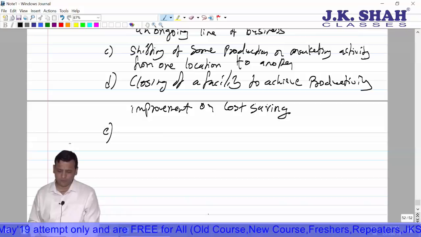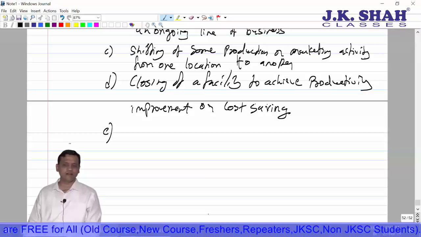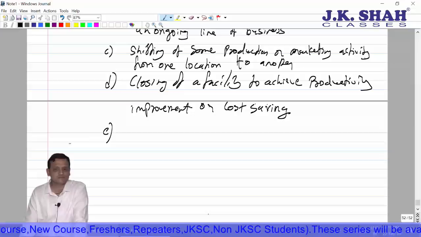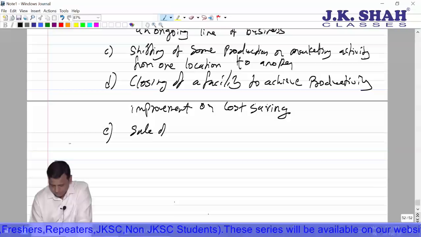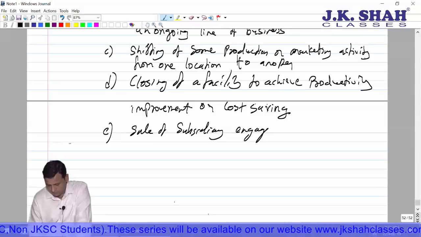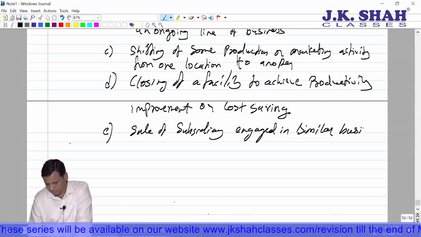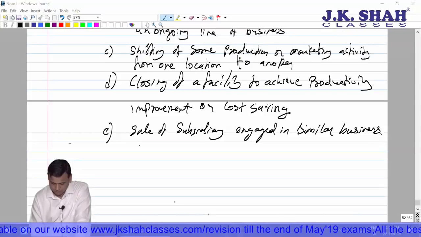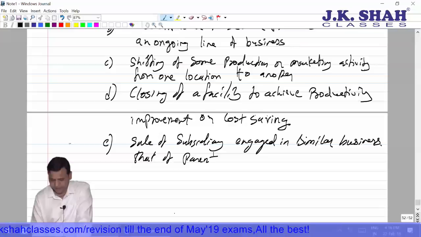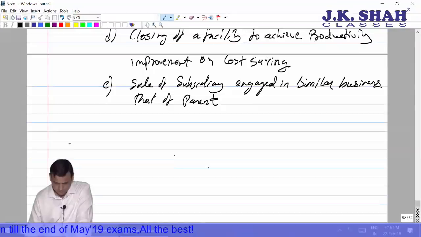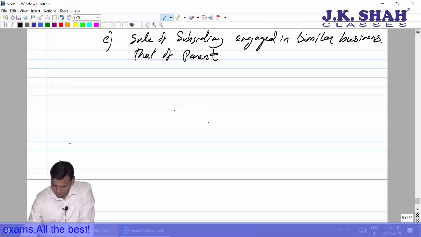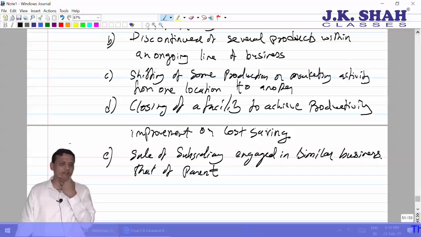One more point, but it's from consolidated financial statements. If a subsidiary is sold, it will not be considered as discontinued operation, provided the subsidiary is also into similar businesses as that of the parent. So from the consolidated angle, it is not considered to be a discontinued operation. These are all referred to as restructuring events. You are restructuring yourself.